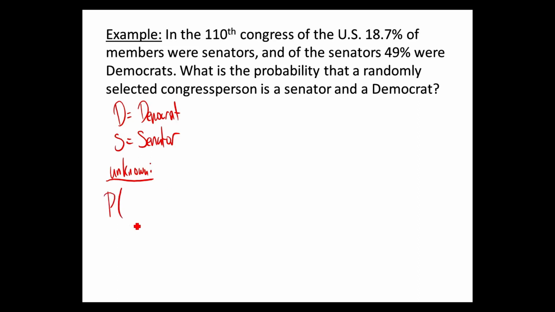S slash D. Slash is not an option for the straight line thing. So is it probability of senator given D? Is that what we don't know, or what we're trying to find out? Oh, S and D. Yeah. I think what we're actually looking for here is senator and Democrat.